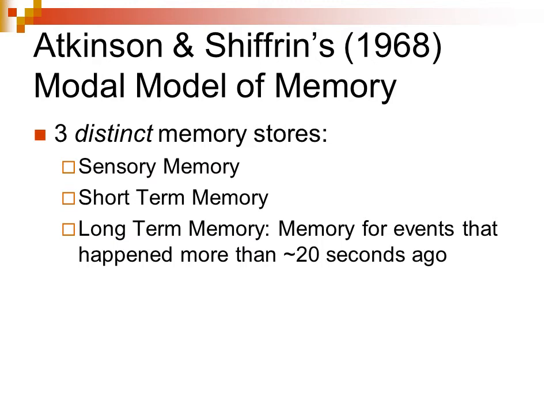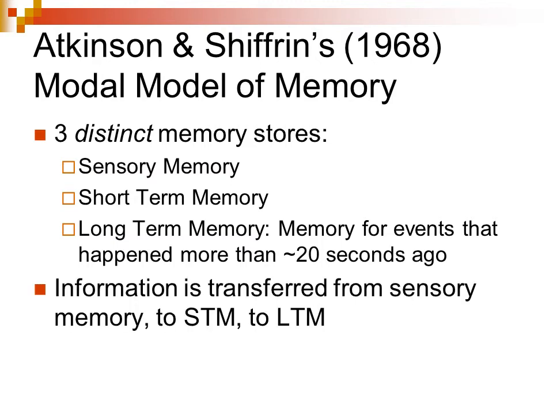Basically, what this model was designed to do was to explain how information gets transferred from one memory system to the other. So how the information is transferred from sensory memory to short-term memory, and then from short-term memory to long-term memory. So the model includes the properties of the 3 different memory stores. It includes the information about how information gets transferred from one system to the other, and it also includes what causes information to be forgotten in each system.